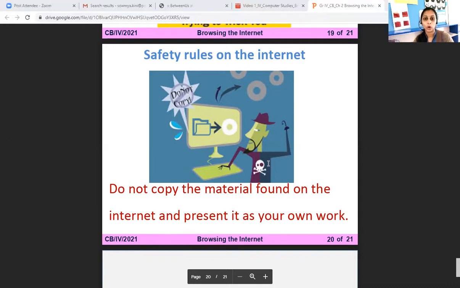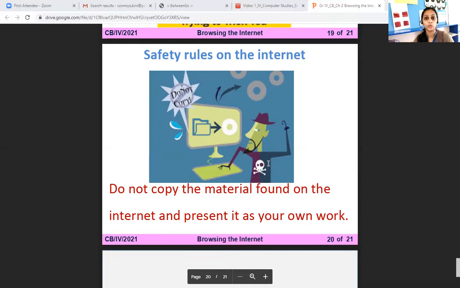We have a lot of information and we get it on the internet, using any browsers. And what happens? We can copy it and we can name it as our own. But what happens if you do so? The author of that particular content comes to know, and he can file a complaint against you, saying that it's piracy, it's a cybercrime. You have copied his intellectual property.